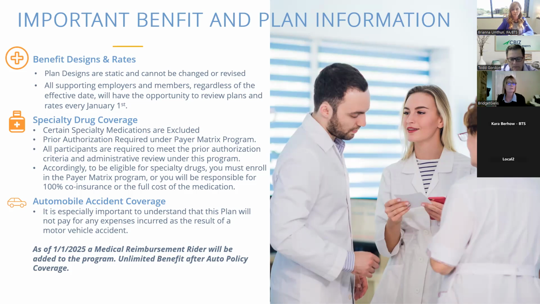However, as of January 1st of this year, we will be incorporating and embedding an auto medical reimbursement rider. This will provide an unlimited auto benefit for medical expenses after your auto policy. So we have filled that gap. And we will also be adding a $150,000 AD&D policy to that. So it's already incorporated into the rates. Whatever medical tier of coverage you select, you will obtain that tier of coverage for that auto medical reimbursement.